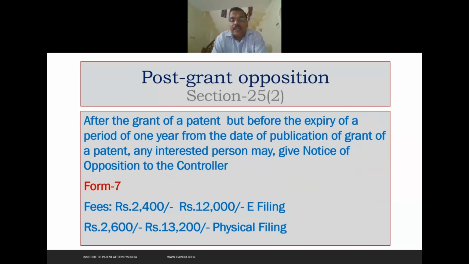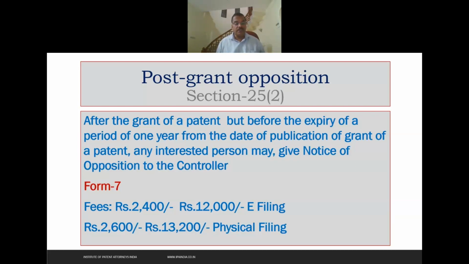These are the differences. Here it says after the grant of a patent but before the expiry of a period of 1 year from the date of publication of grant of patent, any interested person may, means a person doing research in the same field, give notice of opposition to the controller. You are giving a notice. Legally, it is very strong, stronger than the other one.